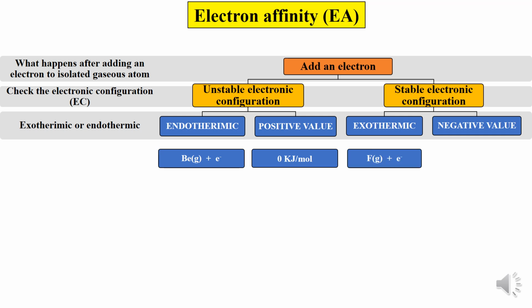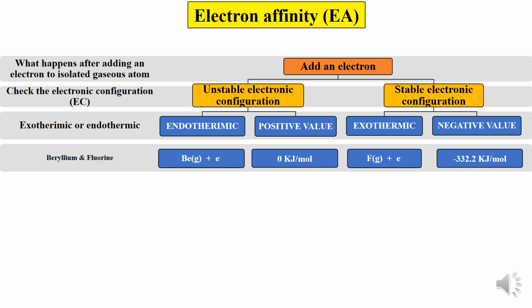An example for an exothermic reaction, which we have already discussed, is the addition of an electron to the fluorine atom. It's an exothermic process shown by a negative electron affinity value. So these were the two examples for exothermic and endothermic processes: beryllium for the endothermic process and fluorine atom for the exothermic process.